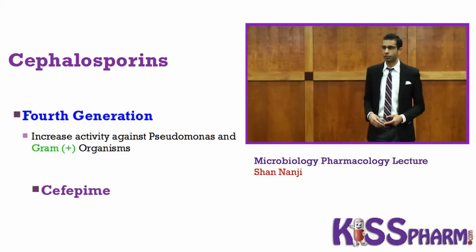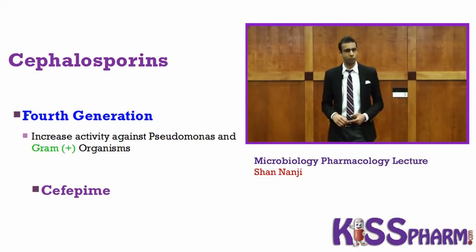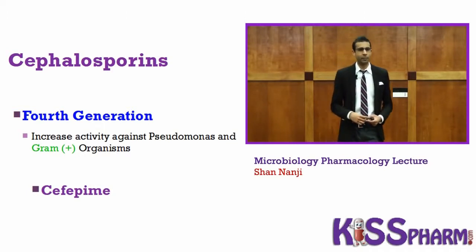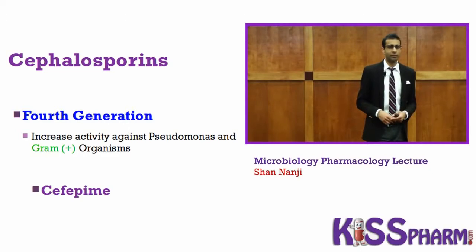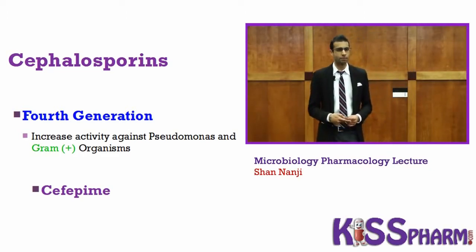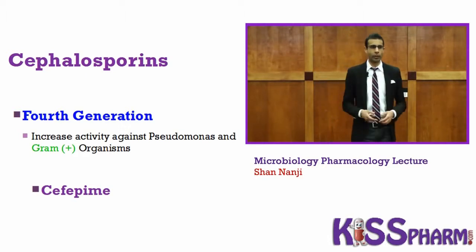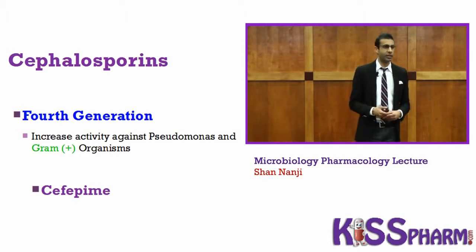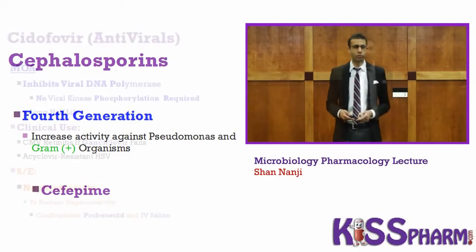Now we're going to do the fourth generation cephalosporins. There's only one fourth generation cephalosporin. The name of that drug is cefepime. What's the name of the drug? Cefepime is the only fourth generation cephalosporin we need to talk about. It's used for Pseudomonas and other severe gram-positive organisms.